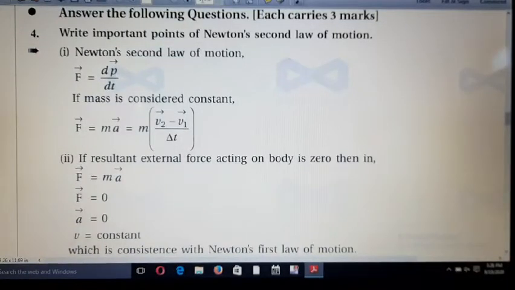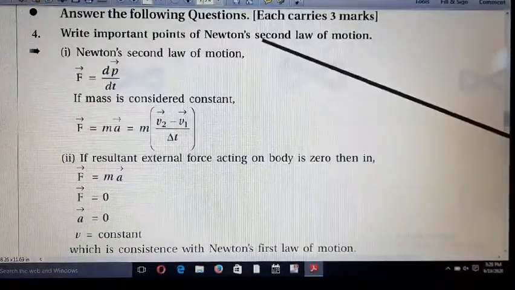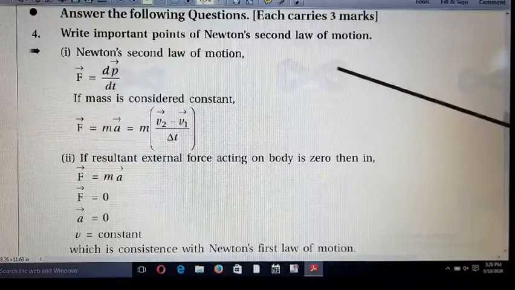Hello friends, welcome. Friends, in the last video we discussed Newton's first law and Newton's second law. Today we discuss some important points of Newton's second law of motion, Newton's third law, and some examples. So our first question: write important points of Newton's second law of motion.